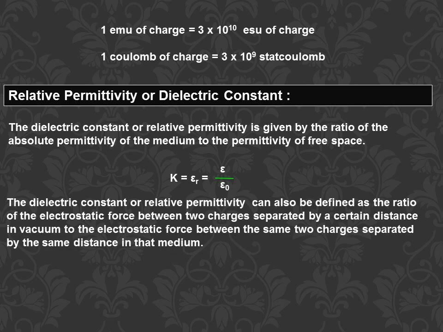The dielectric constant or relative permittivity can also be defined as the ratio of electrostatic force between two charges separated by a certain distance in vacuum to the electrostatic force between the same two charges separated by the same distance in that medium. Capital K is equal to Fv, that is, force in vacuum by force in medium. Dielectric constant has no unit because it is in the form of a ratio. Therefore, we will not get any unit and dimension for dielectric constant.